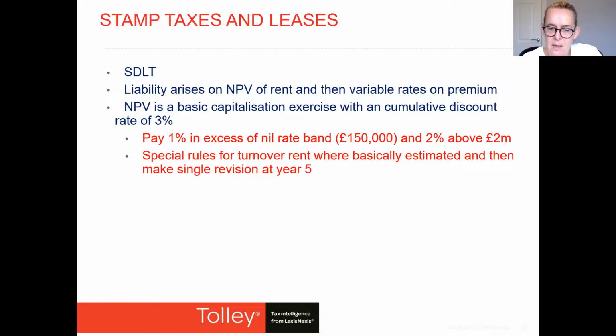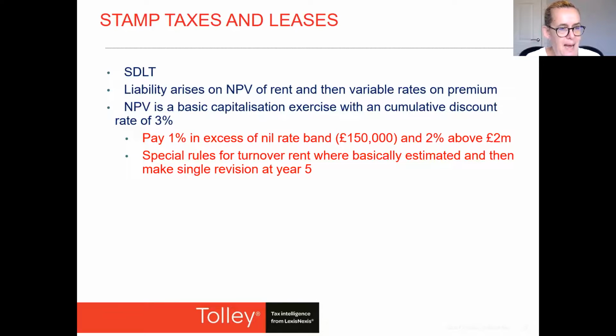If you are paying variable rent, sometimes on commercial properties, you will have what are called turnover rents. Basically, you estimate how much rent you think you're going to pay, and then you make a single revision either when the lease ends or at the 5-year point, whichever is earlier.